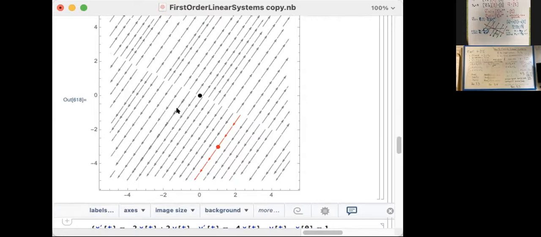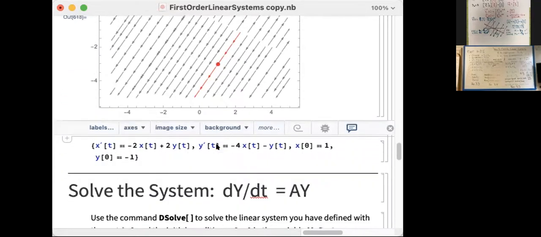So this is a funny looking system. It's not a spiral. It's not a saddle. It's not a sink from two directions. It's not a source from two directions. It's only a source in one dimension. It's a one dimensional source shooting out upper right or lower left. And there's my special solution.